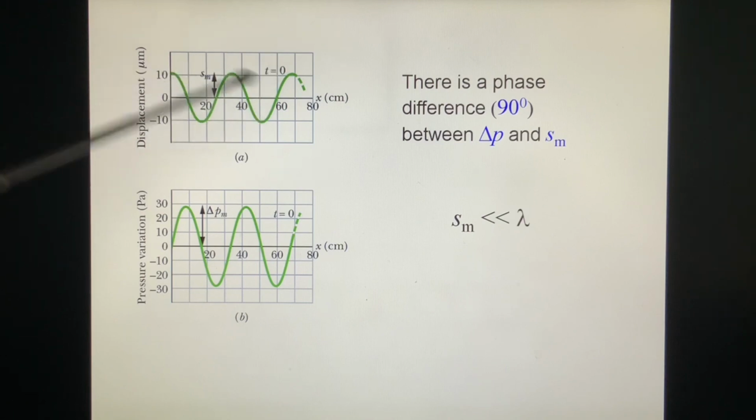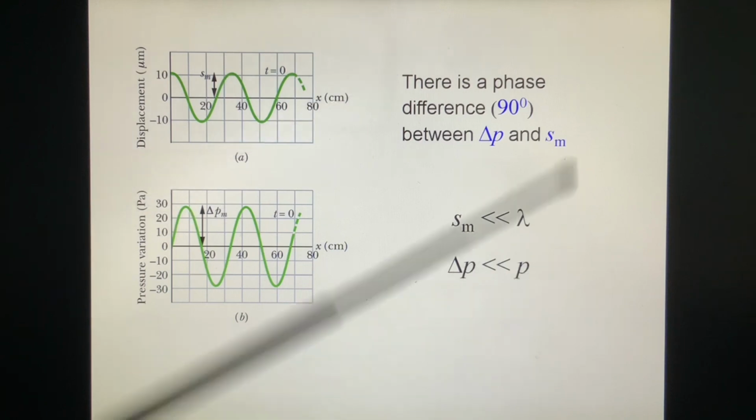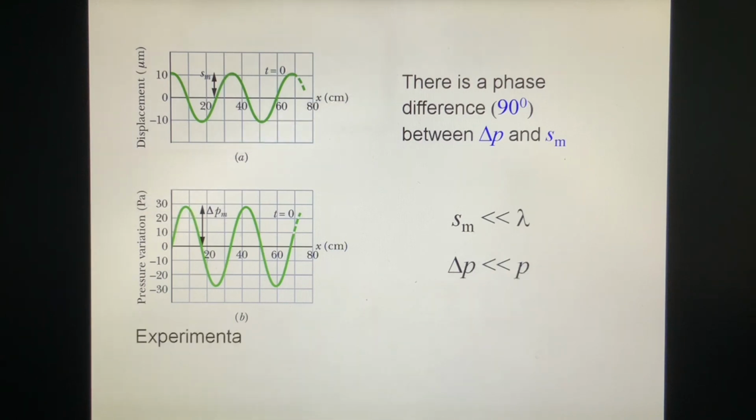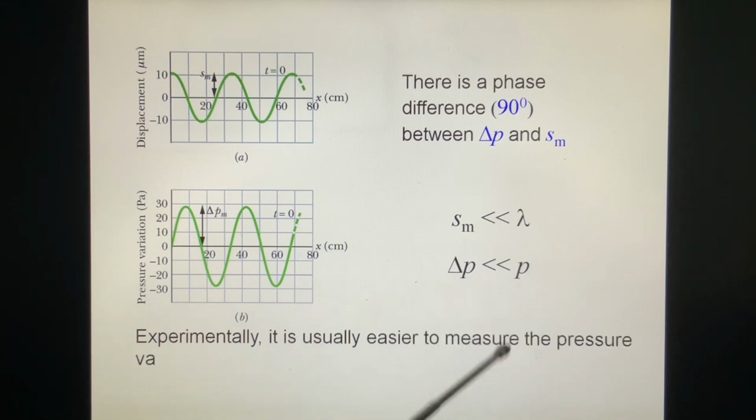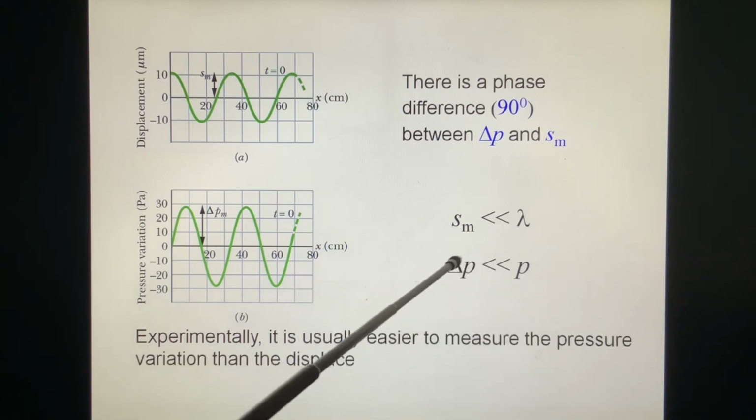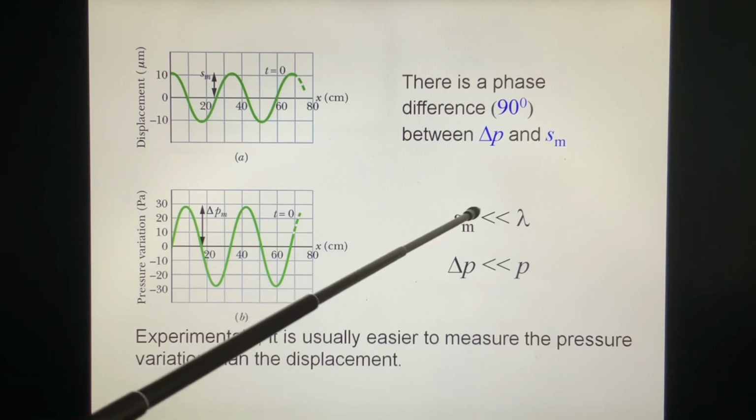Sm is much smaller than the wavelength lambda, and delta P is much less than P. Experimentally, it is usually easier to measure the pressure variation than to measure the displacement.